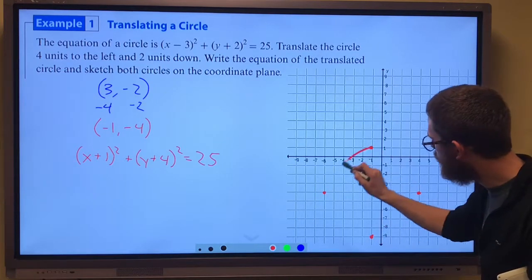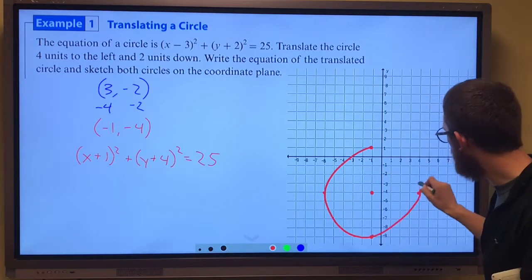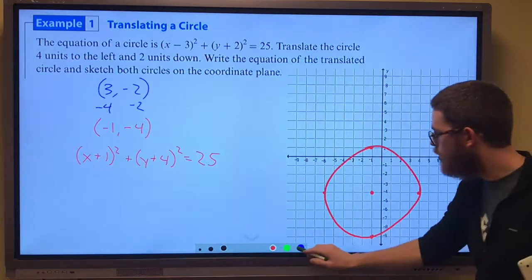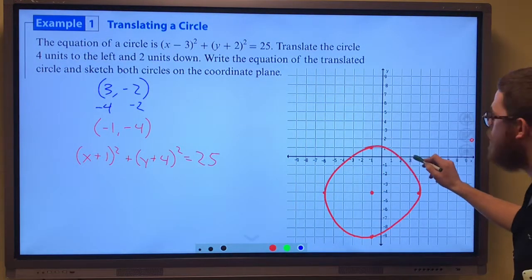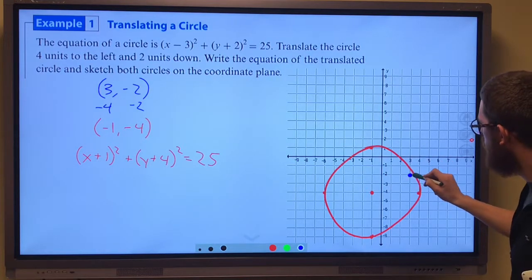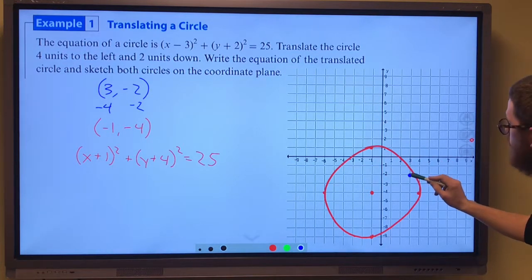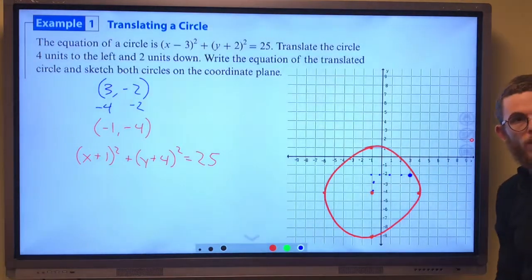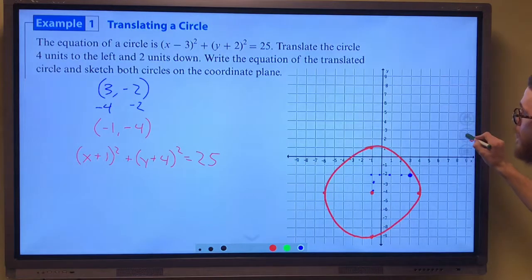I could get some more points, but I know you're already bored of me today. And so we've got our circle there. The original one had that center at 3, -2, but we shifted it over to the left 4 units, down 2 units to get to where we are now.